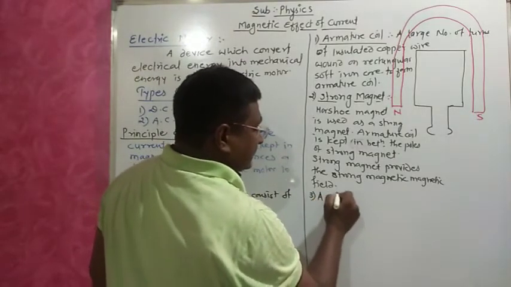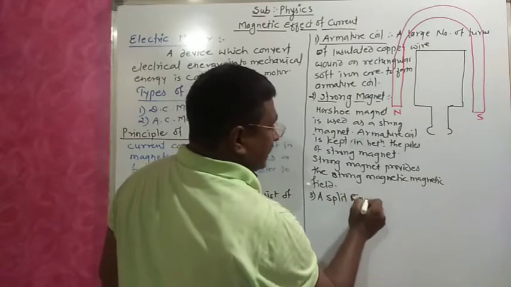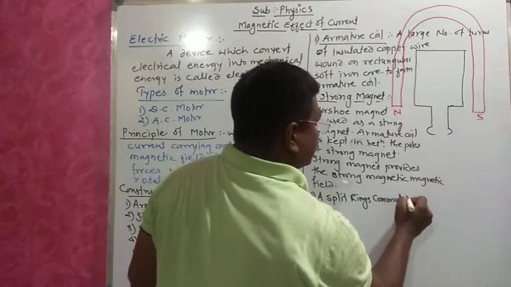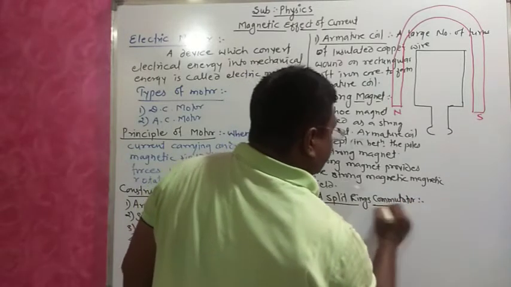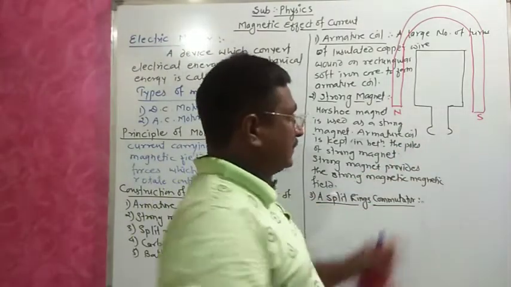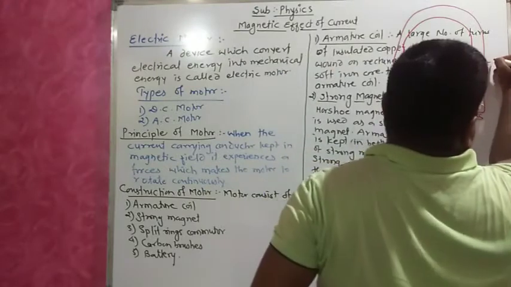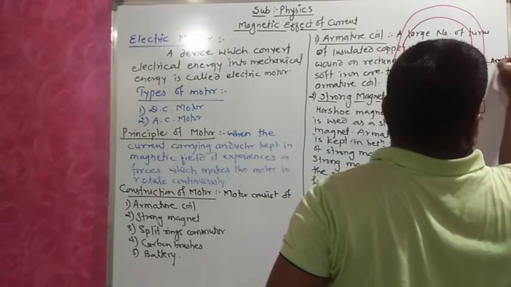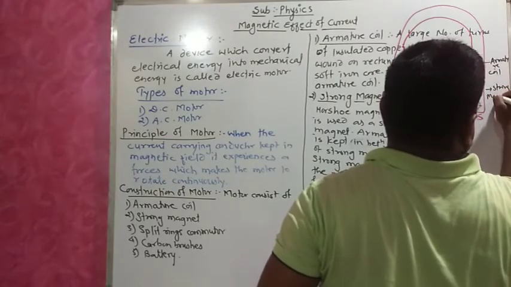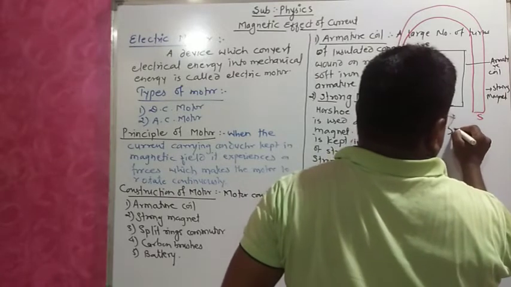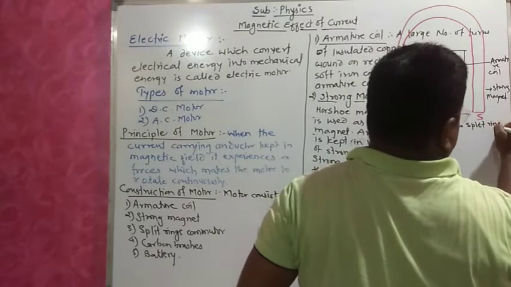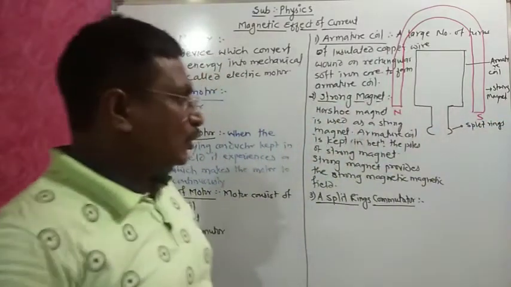Third, there is a split rings commutator. What is the meaning of split rings commutator? Here, this one is the armature coil, this one is the strong magnet, and these are the split rings commutator.